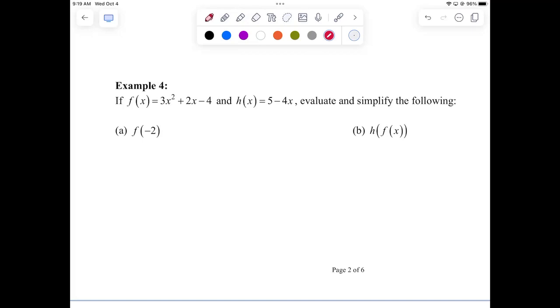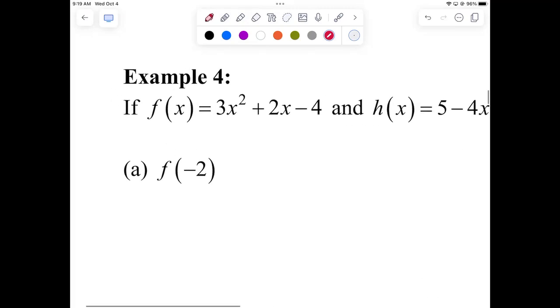All right, example 4. If f of x is equal to that and h of x is equal to that, it says to evaluate and simplify the following. Okay, f of negative 2. So here's what we're going to do for f of negative 2. I'm just going to work straight down without an equal sign. F of negative 2, well, f says to take your input and go 3 input squared plus 2 input minus 4. See what I did there?